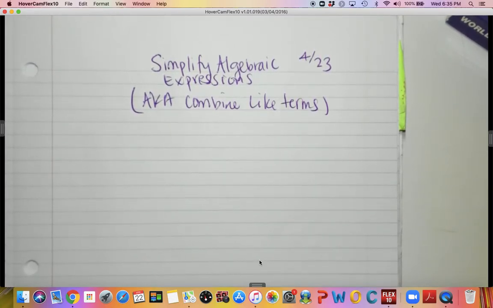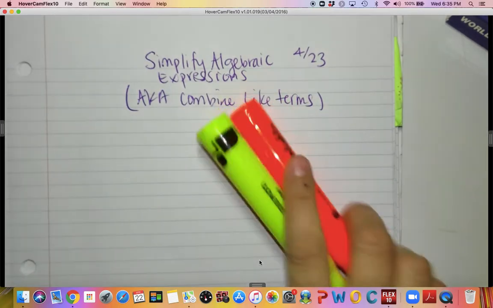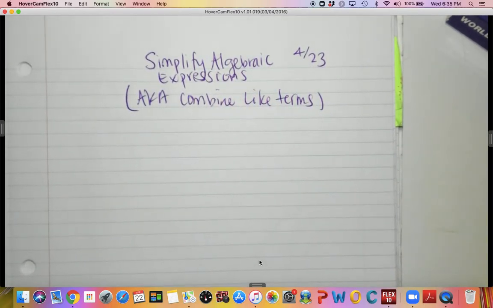I am going to be using two different color highlighters. So if you want to grab a crayon or a highlighter or a different color something, if not, you'll have to figure it out. But I am going to be using at least two different colors.